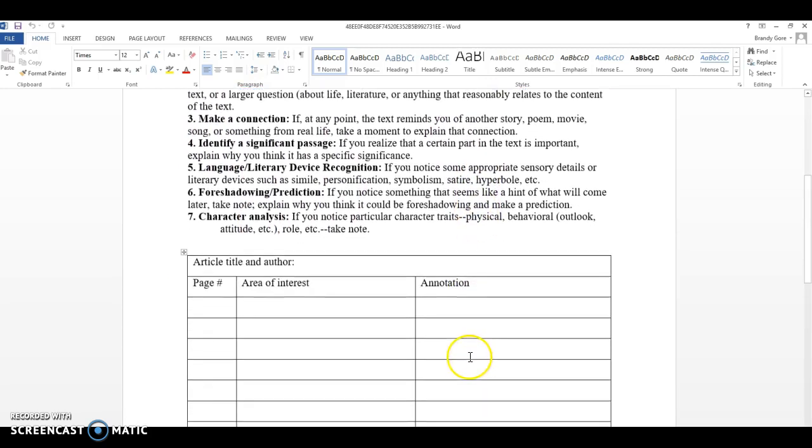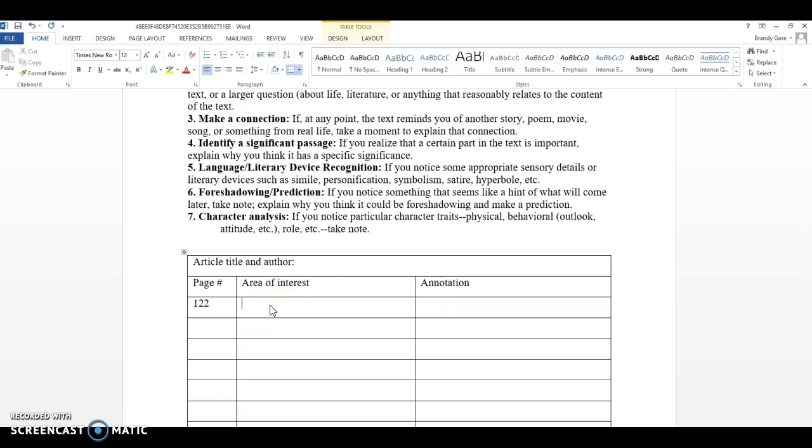And then here, you've already written on your text, you've already read the article. Now, look on page 122. What area is it that you're concerned with? Maybe it's paragraph 2 or something. Then you go over here and you write in at least one complete sentence what it is that you're talking about.